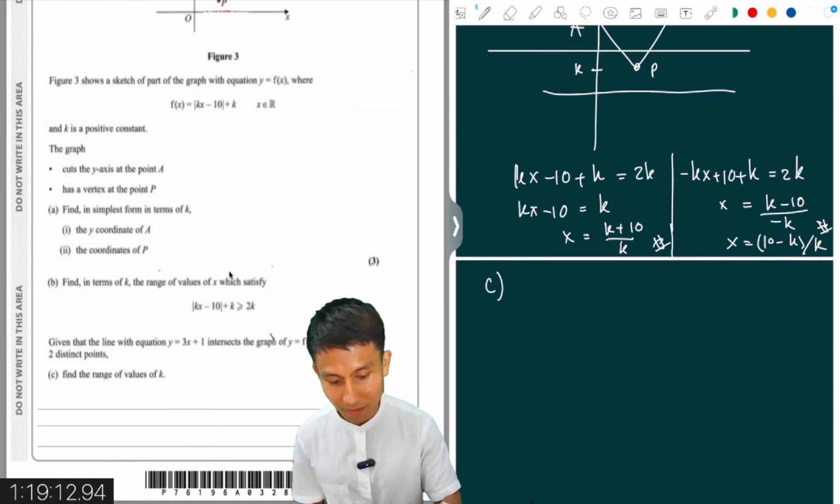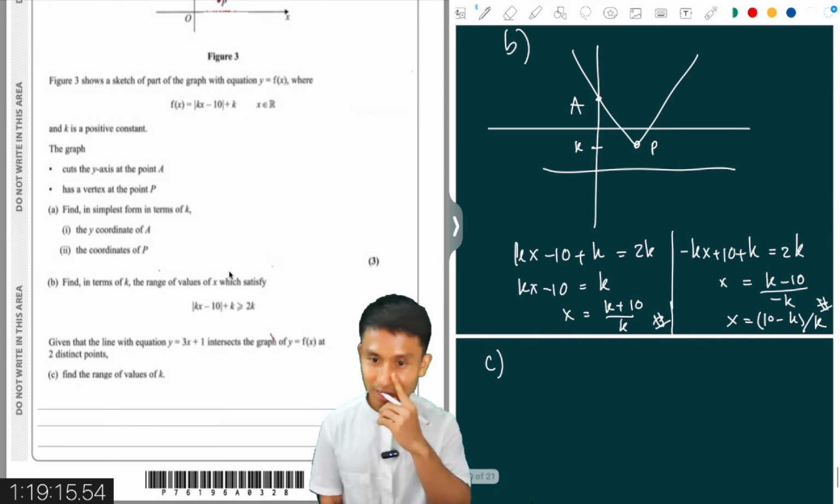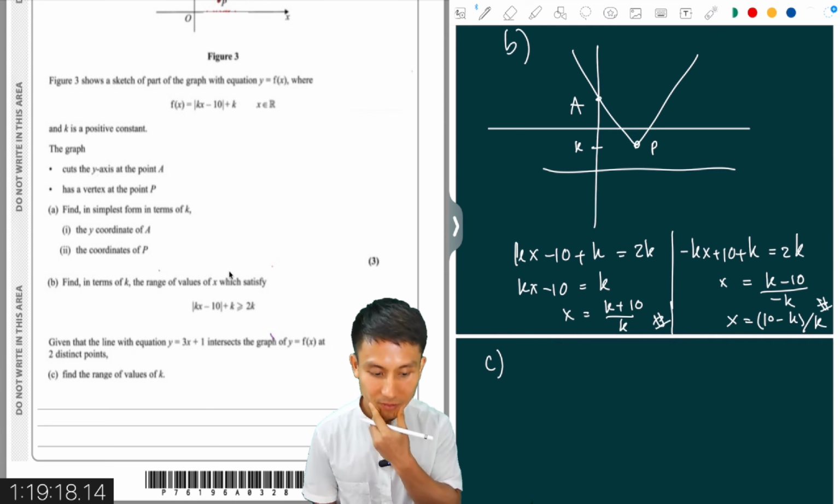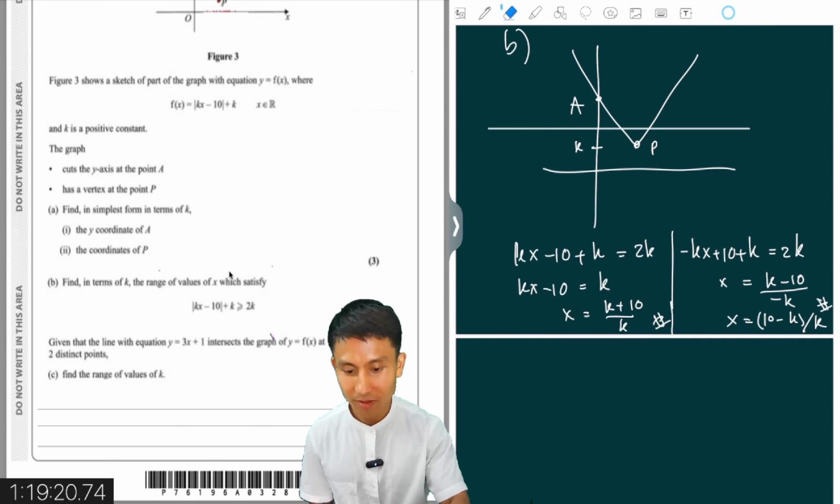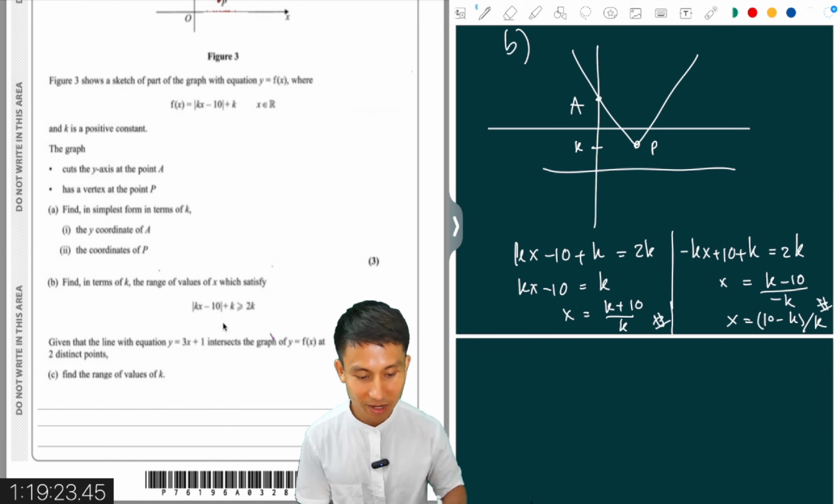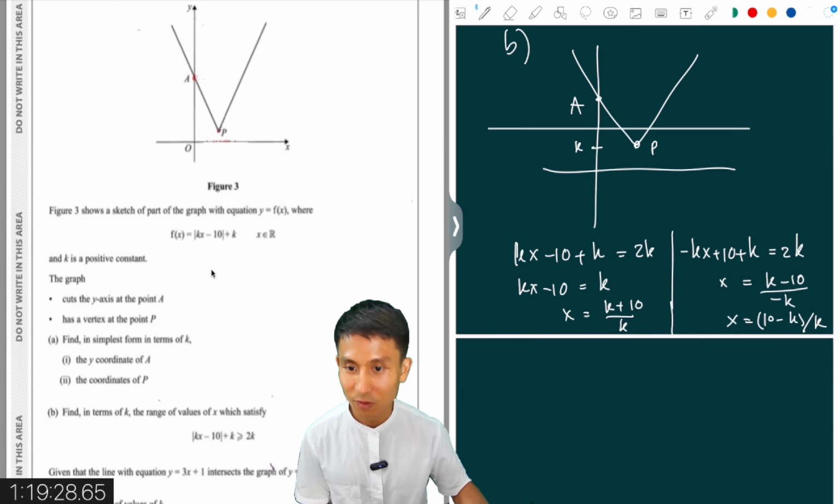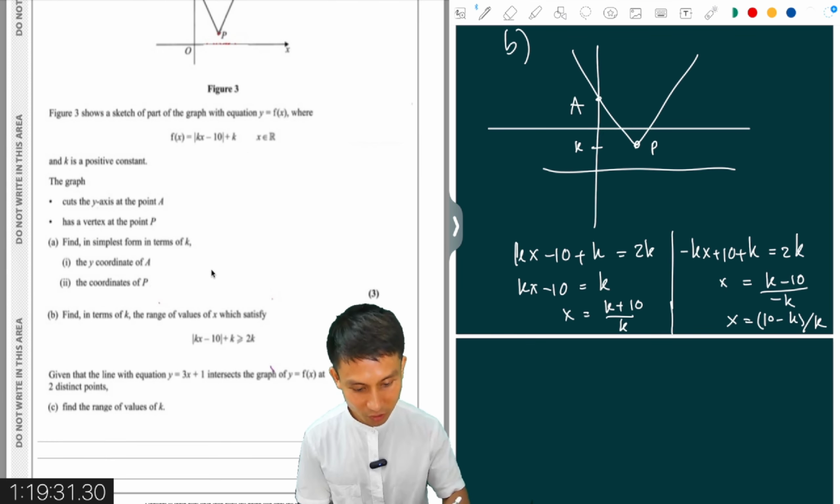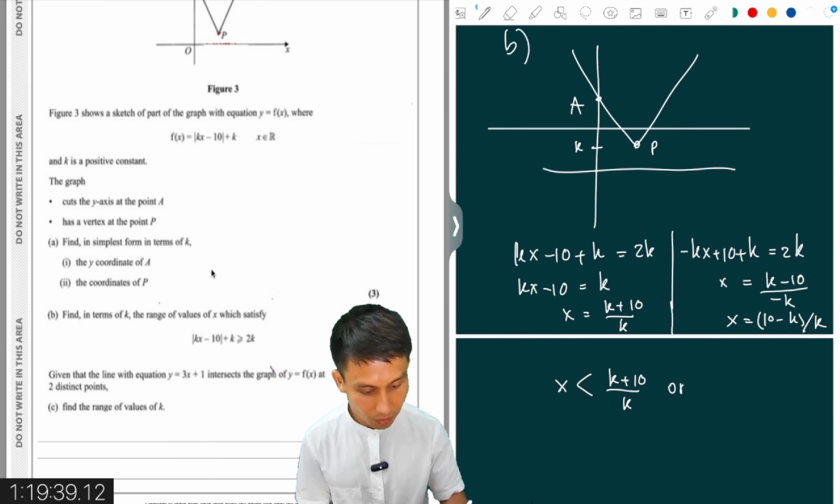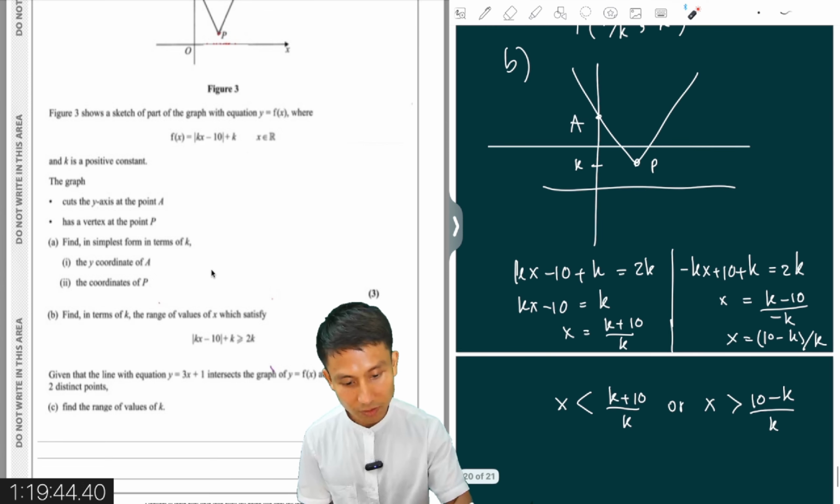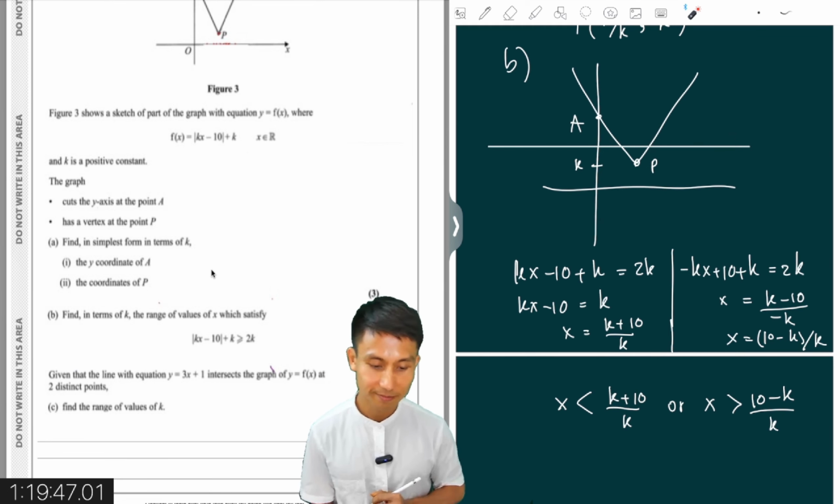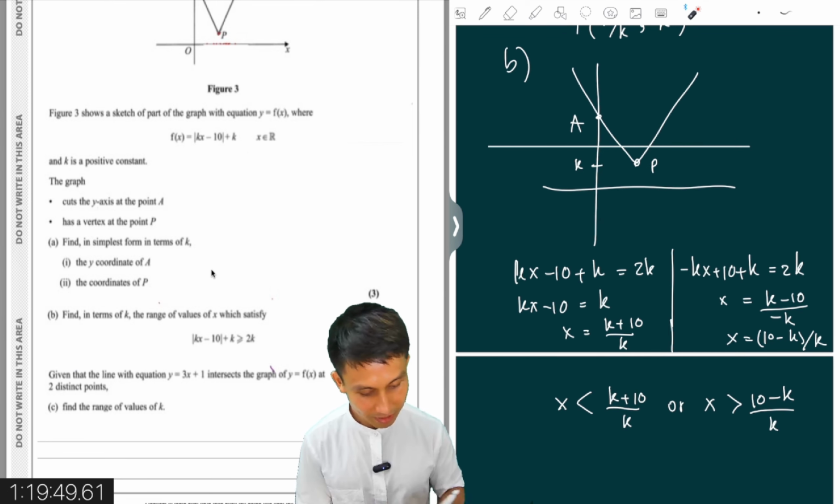I think I meant part C there when I said about two intersections. Oh, hang on. Part B, they want a range. Okay, I'm not done here. Sorry, I got to put in the range. So this is the part where the V shape is above the line. So you go lower than this one, or greater than this one, right? So smaller than this one and greater than this one. Well, which one is smaller? Actually, this one is smaller.